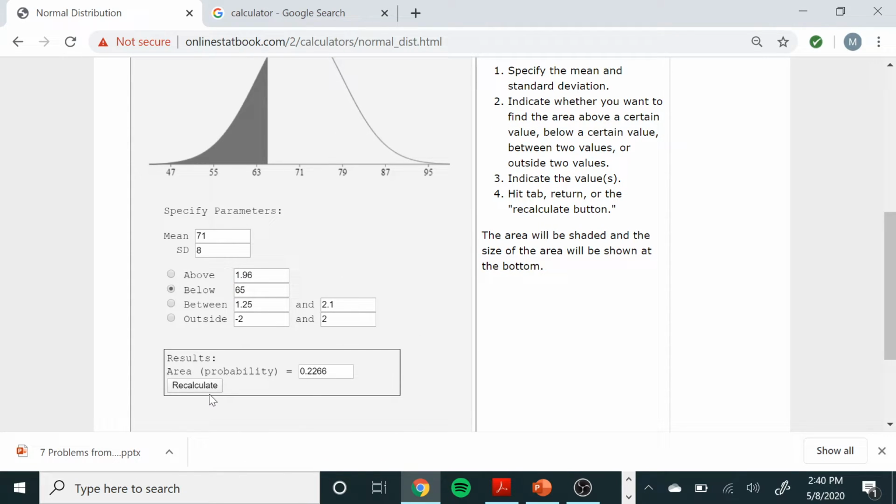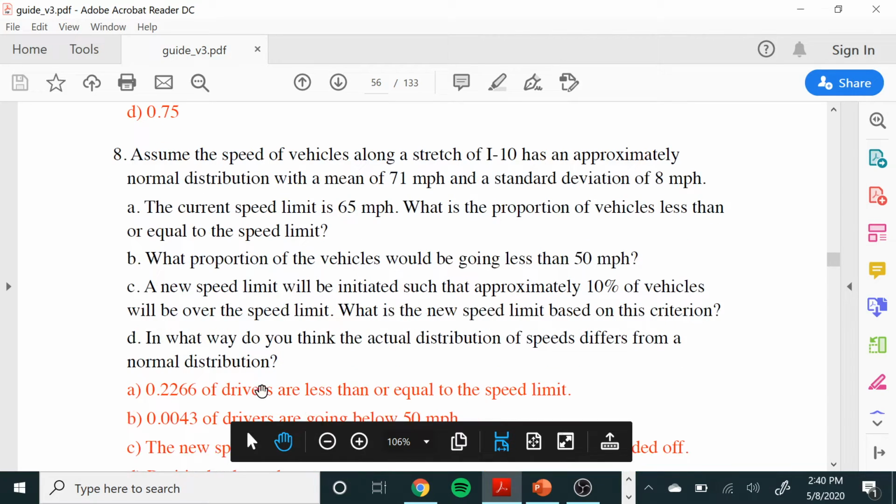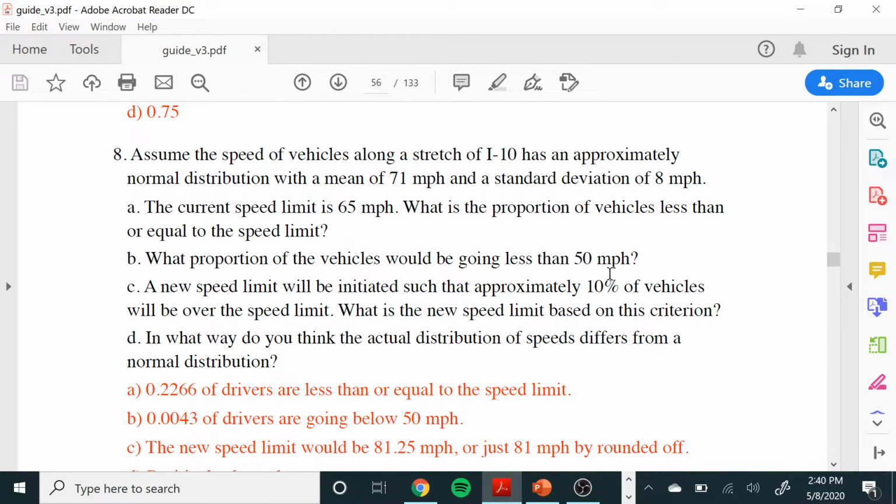All right, so you can see that the answer would be 0.227. Okay, all right, so there's the same answer we have for Lane's question. What proportion of vehicles would be going less than 50? Well, okay, change it to 50. A speed limit will be initiated such that approximately 10% of vehicles will be over the speed limit. What is the new speed limit?